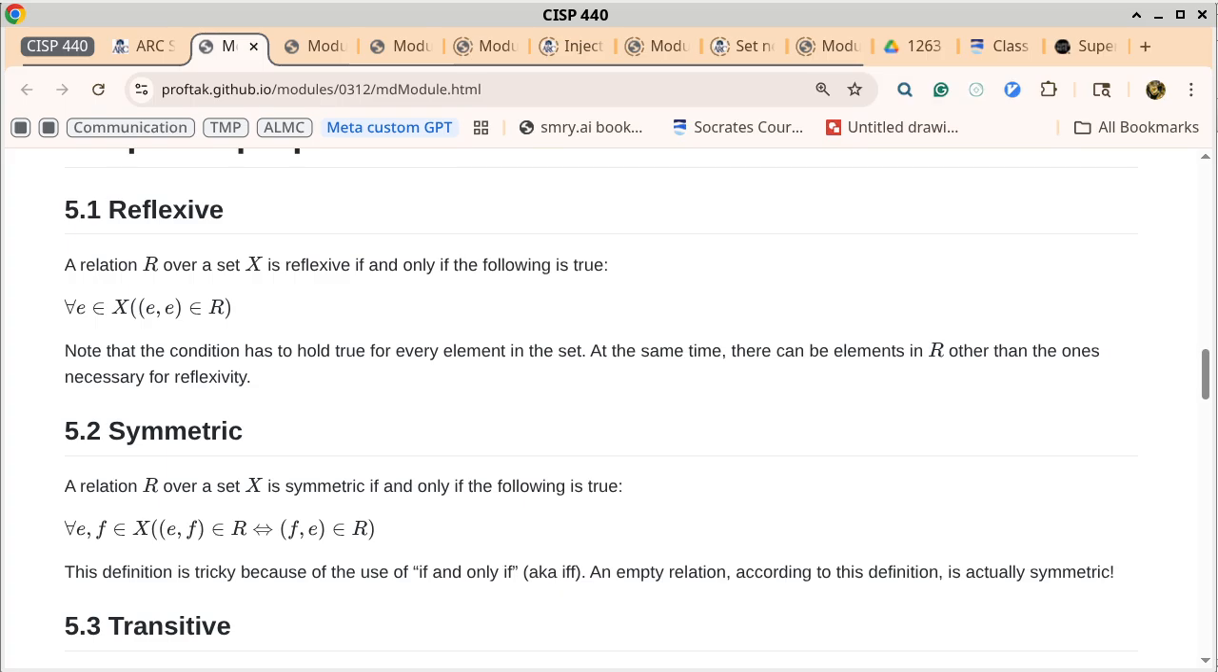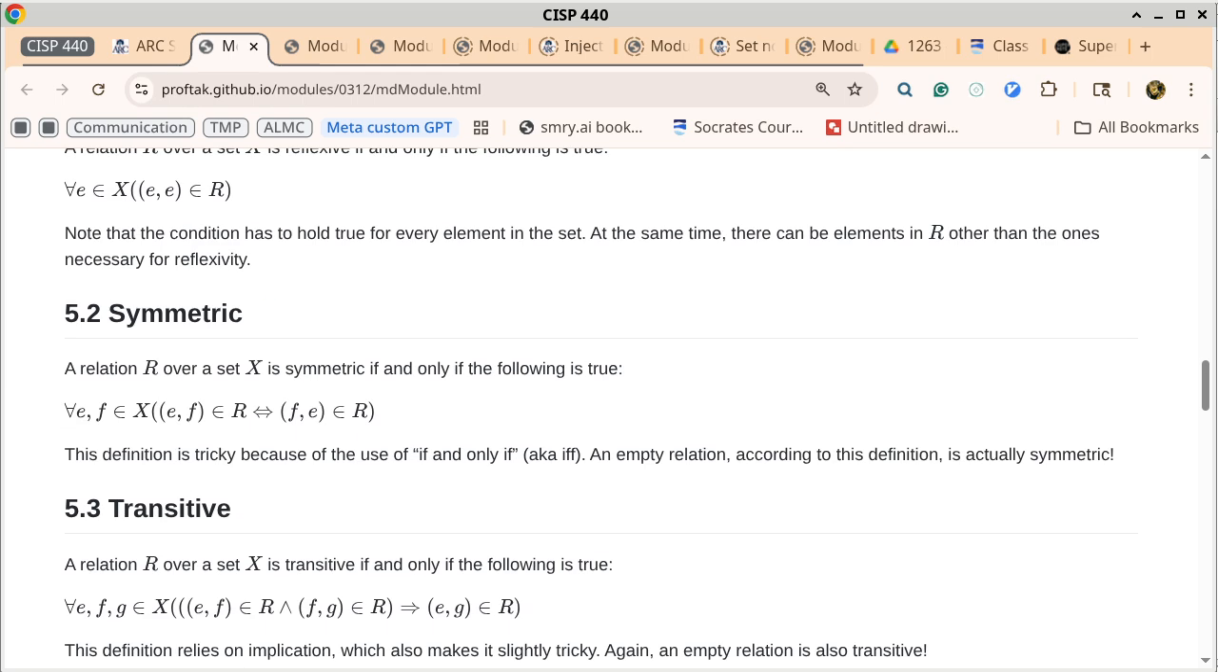So now we can move on to the next property, which is about symmetry. This is the quantified expression to qualify symmetry. It says for every E and F in X, EF as a two-tuple in R, if and only if FE in R is required in order for R to be symmetric.